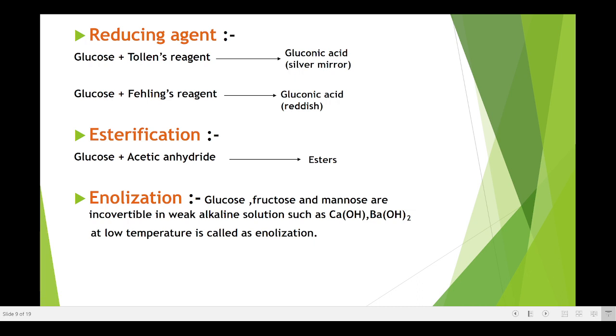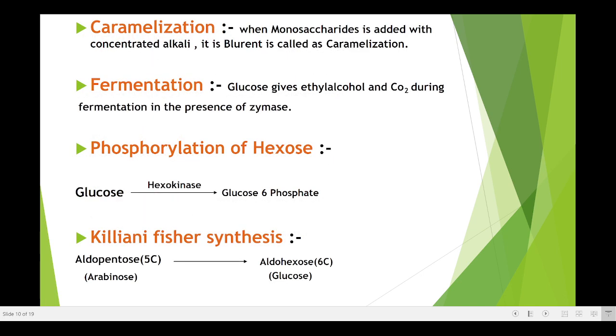15th property of monosaccharide is enolization. Glucose, fructose, and mannose are interconvertible in weak alkaline solutions such as Ca(OH)2 and Ba(OH)2 at low temperature. This process is called enolization. The 16th property of monosaccharide is caramelization. When monosaccharide is heated with concentrated alkali, it becomes brown and forms a specific structure. This process is called caramelization.